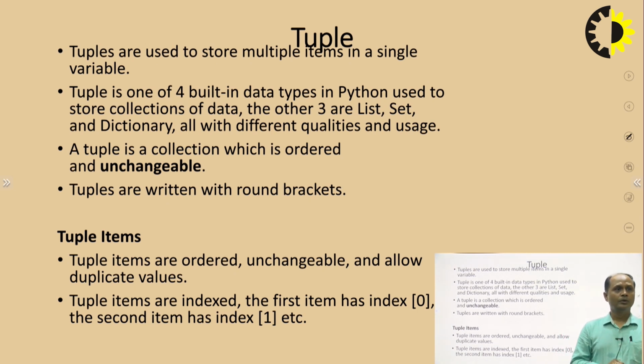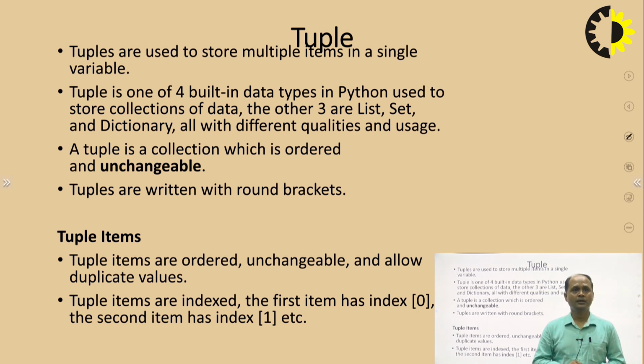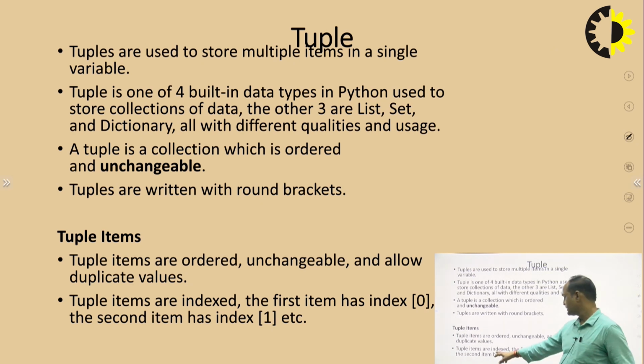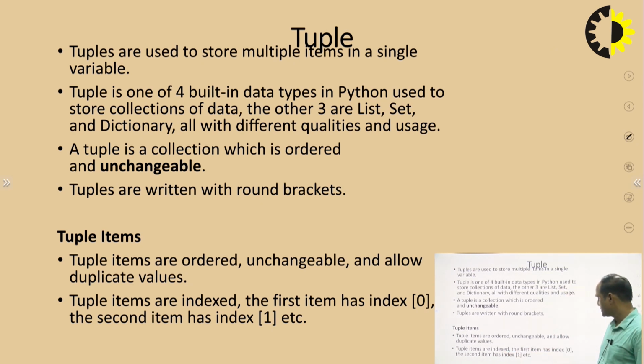Tuples are written with round brackets, and tuple items are ordered, unchangeable and allow duplicate values. The tuple items are indexed. The first data item has index 0 and the second data item has index 1, and so on: 0, 1, 2, 3, 4, like an array.